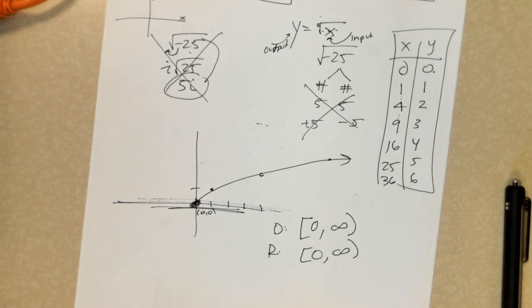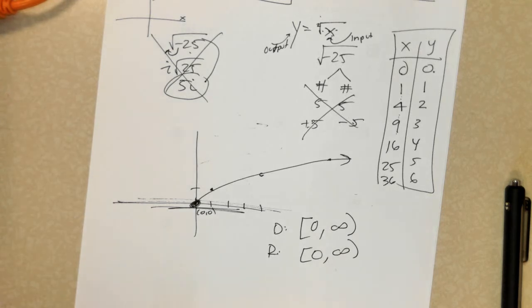So let's take what we've already learned about translations. Translations mean: how can I move this thing? What does it look like when I move it? I'm going to let the green represent the original. We call it the parent function. And then anything I add to it is referred to as a translation.